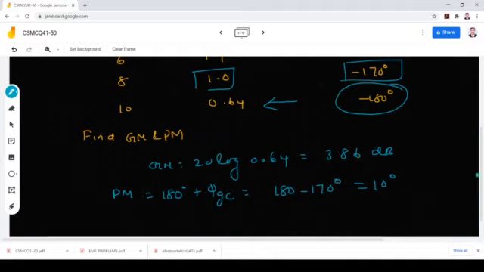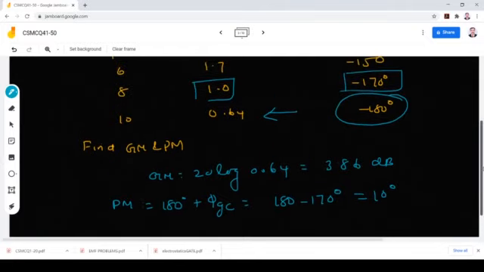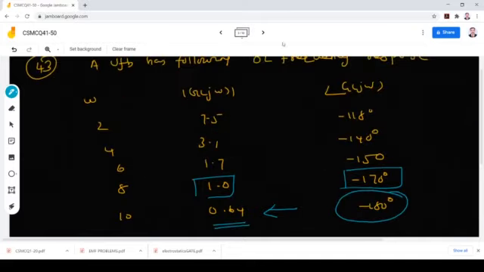Simple problem. So gain margin is the value of gain at the phase crossover frequency, at which phase is minus 180 degree. So it is 0.64. Okay. Next question.